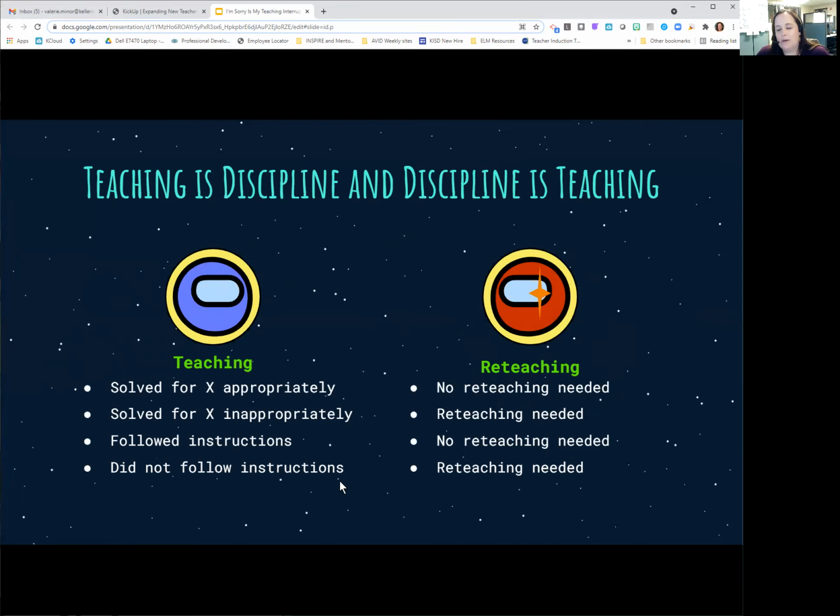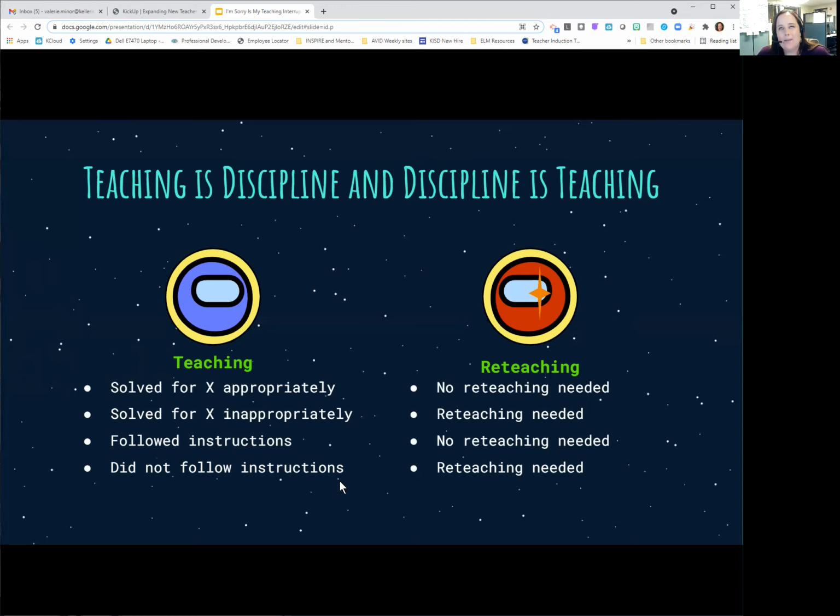So let's just say that you are a math teacher and you teach your students how to solve for X, and a student solves for X appropriately. Well, if they do it appropriately, then there's no reteaching needed. They're good to go. They know what they need to do, they know the steps they need to take, and bam, they're good. But what if a student solves for X inappropriately? Well, you're not going to be like, oh, you need to go to the office or you have to go out into the hall because you solved for X inappropriately, right? That sounds kind of silly. So we just have to reteach them. We have to go over it again, maybe talk about it a different way, show them a different example.